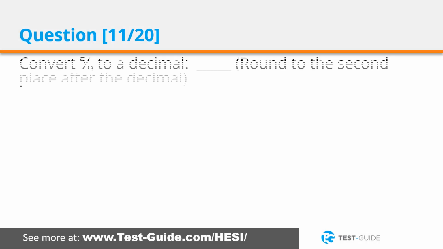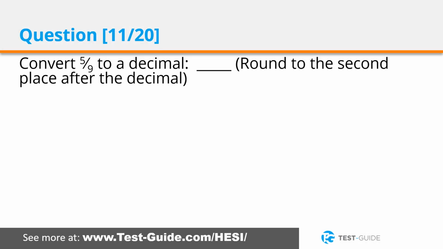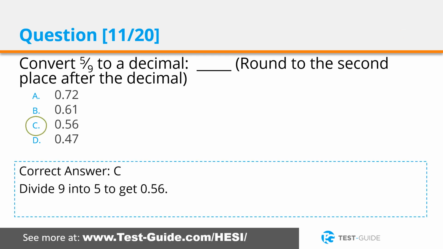Question 11. Convert 5/9 to a decimal. Round to the second place after the decimal. 0.72, 0.61, 0.56, 0.47. Correct answer C. Divide 9 into 5 to get 0.56.